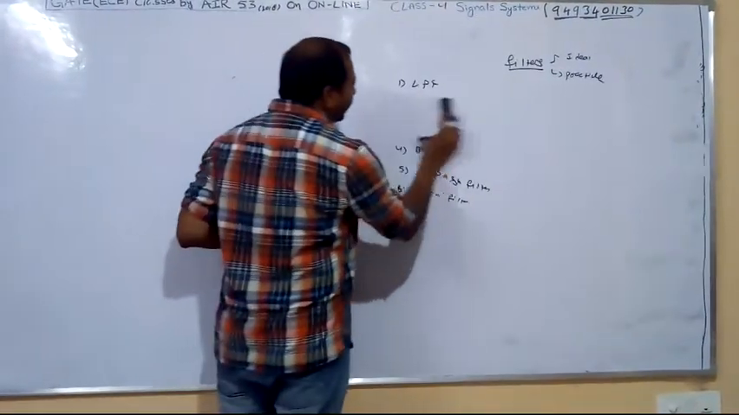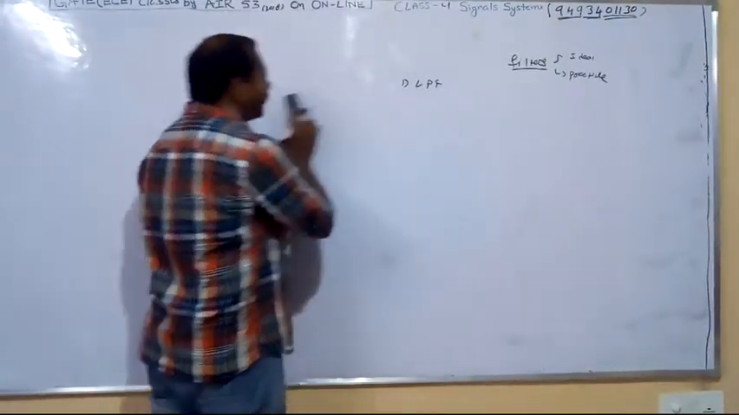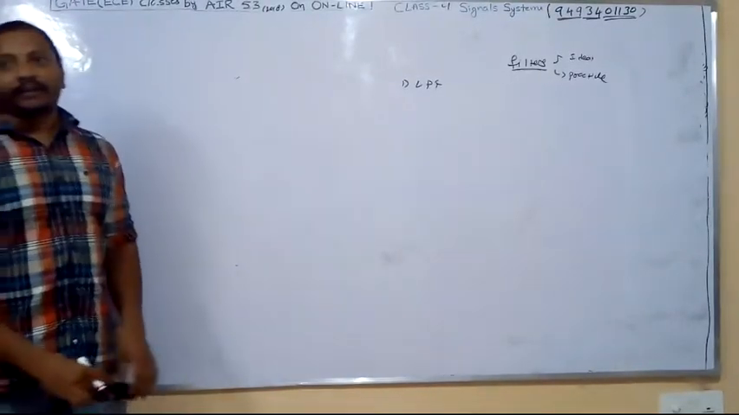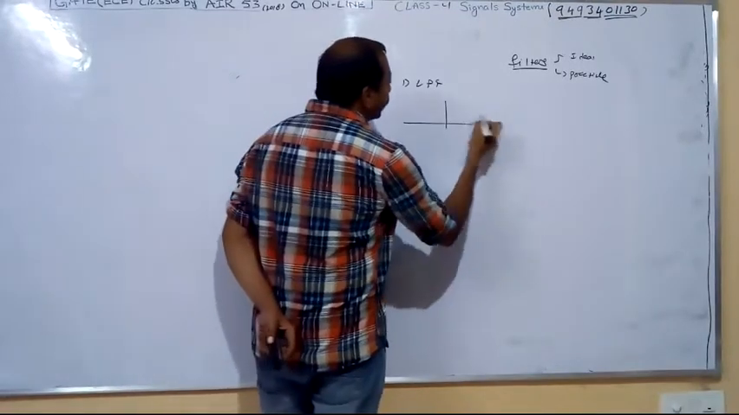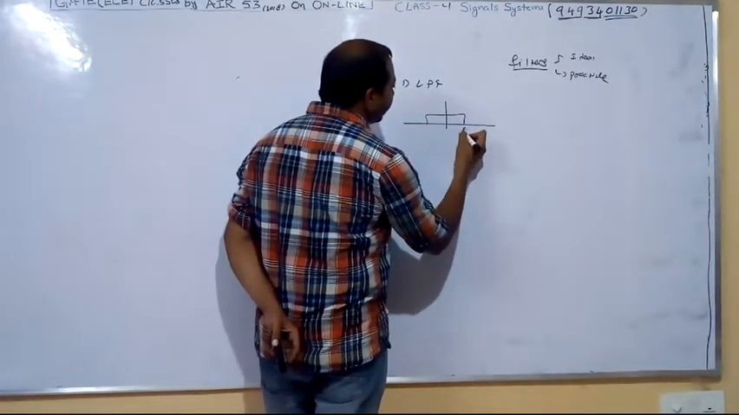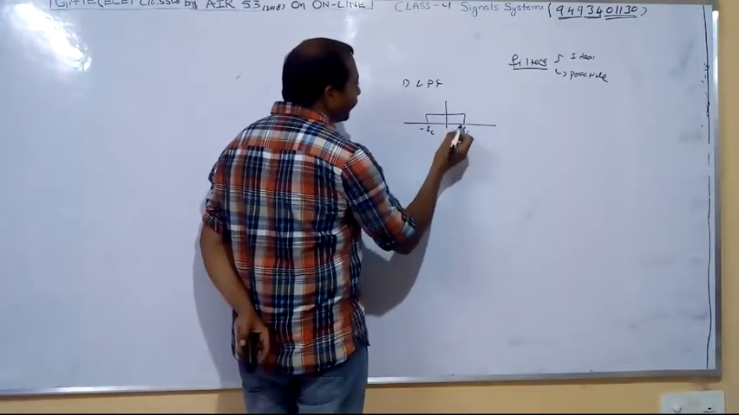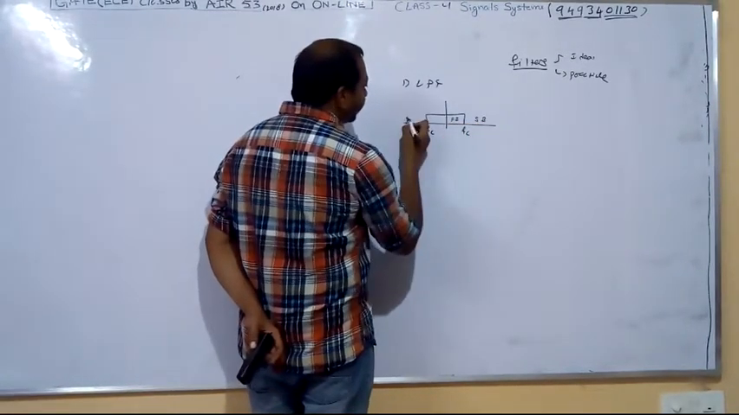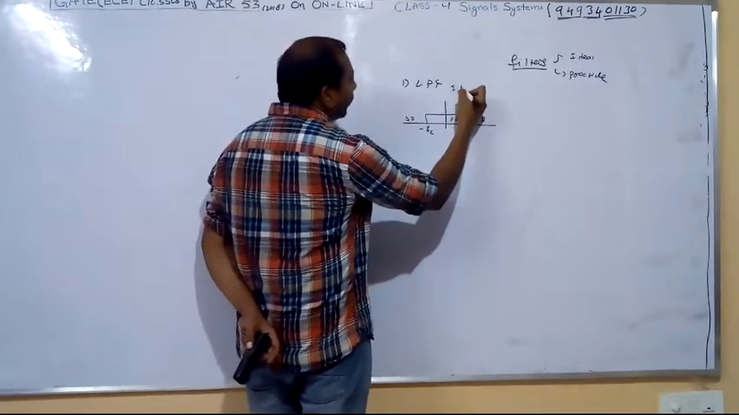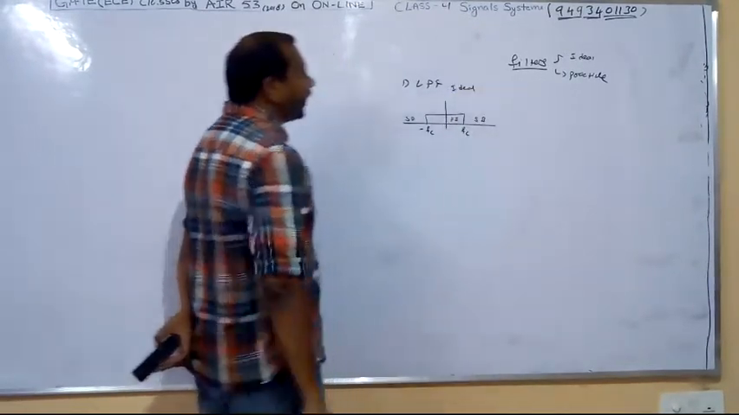A low pass filter is nothing but it allows the frequencies up to a certain frequency. After that, it rejects the frequencies. The frequency after which the response is zero is called the cutoff frequency, minus fc, and this is called the pass band, and this is called the stop band. This is for the ideal low pass filter. The filters are of two types, ideal and practical.